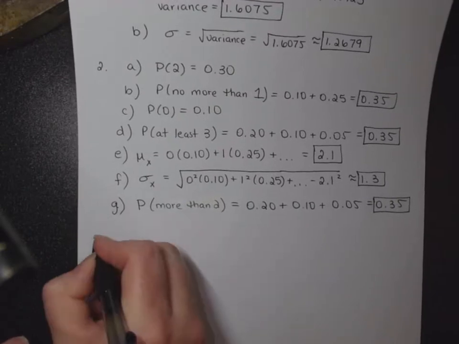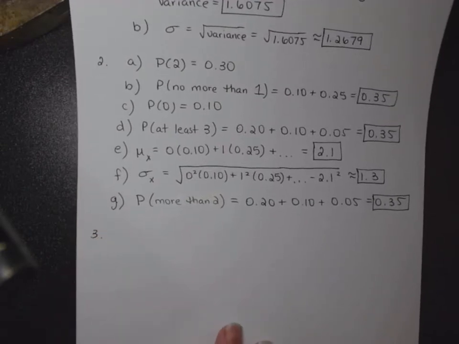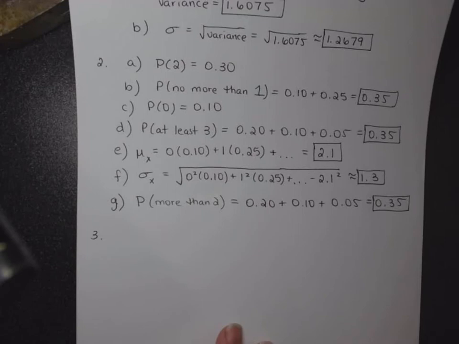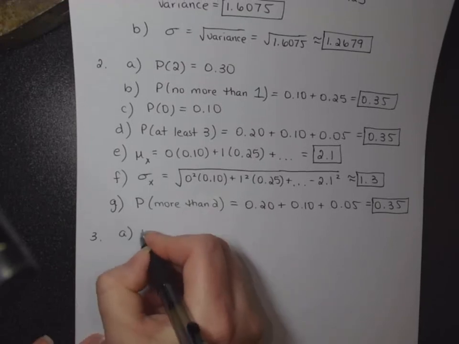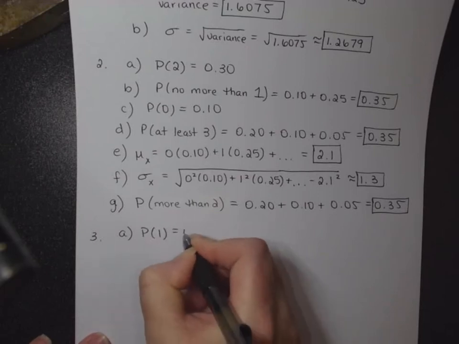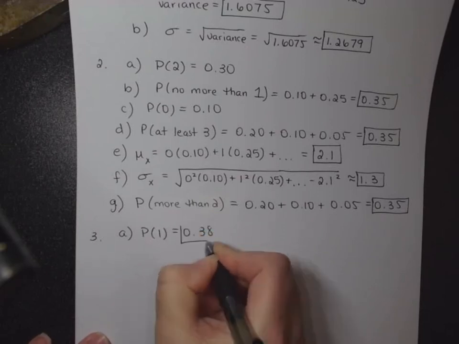All right, let's look at number 3. 3 is really, really similar to number 2, just trying to give you some more practice. So I'm going to kind of run through these kind of quickly. Part A is just, can you read the probability distribution? The probability of 1 is 38%.